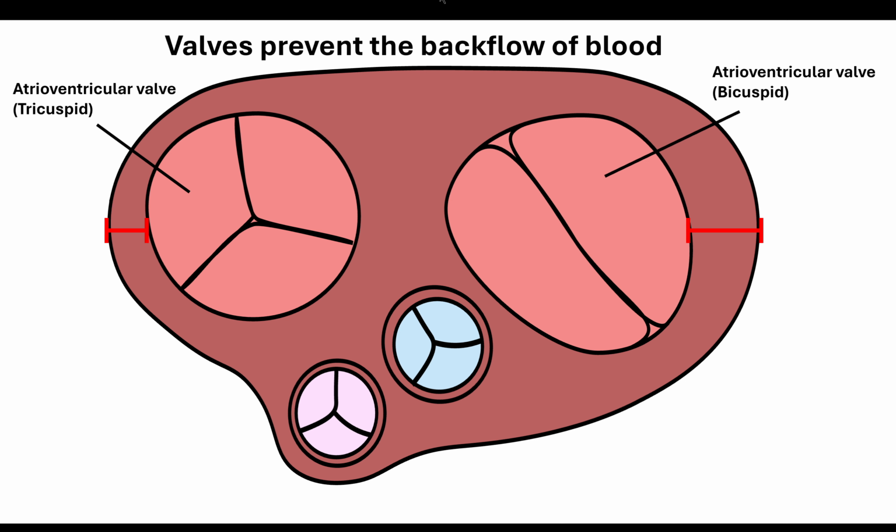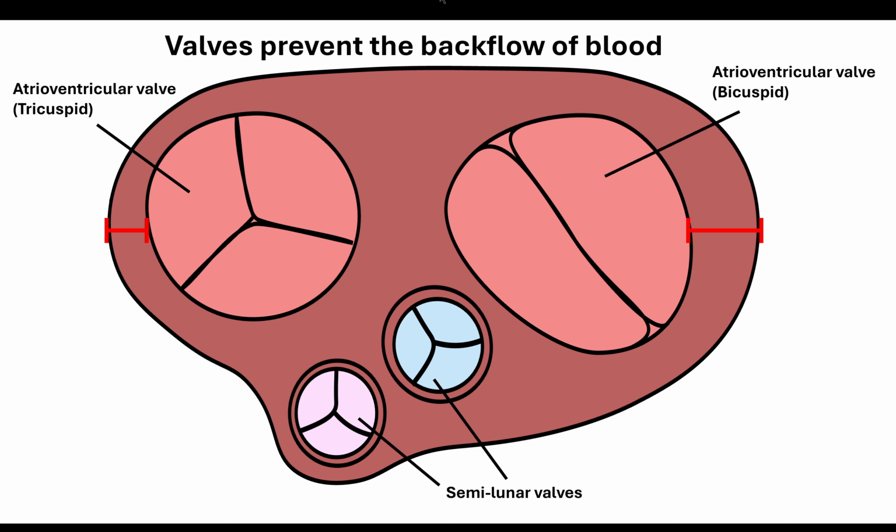Well, if I look at this picture here, I can clearly see the thickness of the walls of the ventricles is much greater on the left side than it is on the right side. And therefore, I only require 2 parts to my valves on my left side, which is why it's a bicuspid valve, whereas on my right side, because there is a thinner wall, there requires 3 parts to the valve.